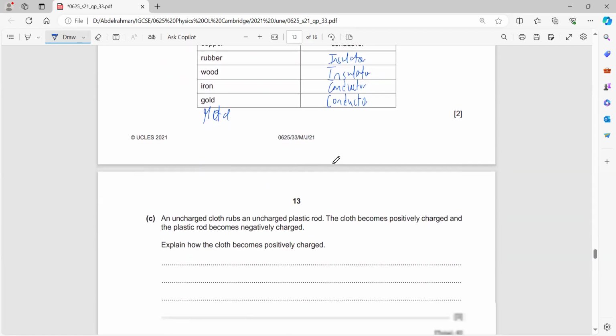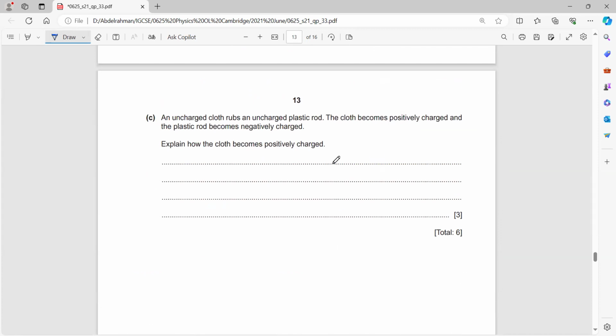An uncharged cloth rubs an uncharged plastic rod. They are both uncharged. The cloth becomes what? Look, the cloth becomes positively charged. We know it. How does the cloth become positively charged? Sir, it will gain protons. No, it never gains protons.